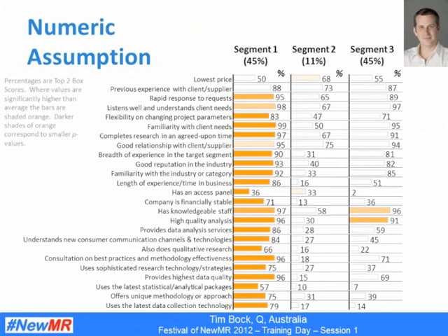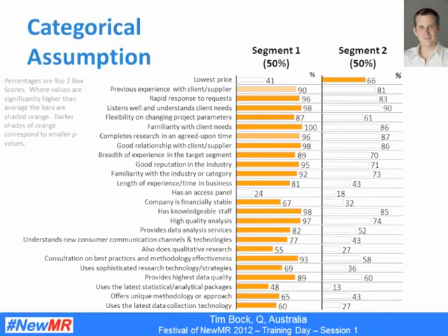Now, if we were doing cluster analysis and we didn't have our missing data, we'd get a solution just like this. Because we're using latent class analysis, we can play around with our assumptions. Here, I'm showing what happens when we change to a categorical assumption. We've got 2 segments this time. If you look at the data, we can see the first attribute at the top, lowest price, there's a stronger difference now between segment 1 and segment 2 than we identified in the previous slide. But we still seem to have a response bias.